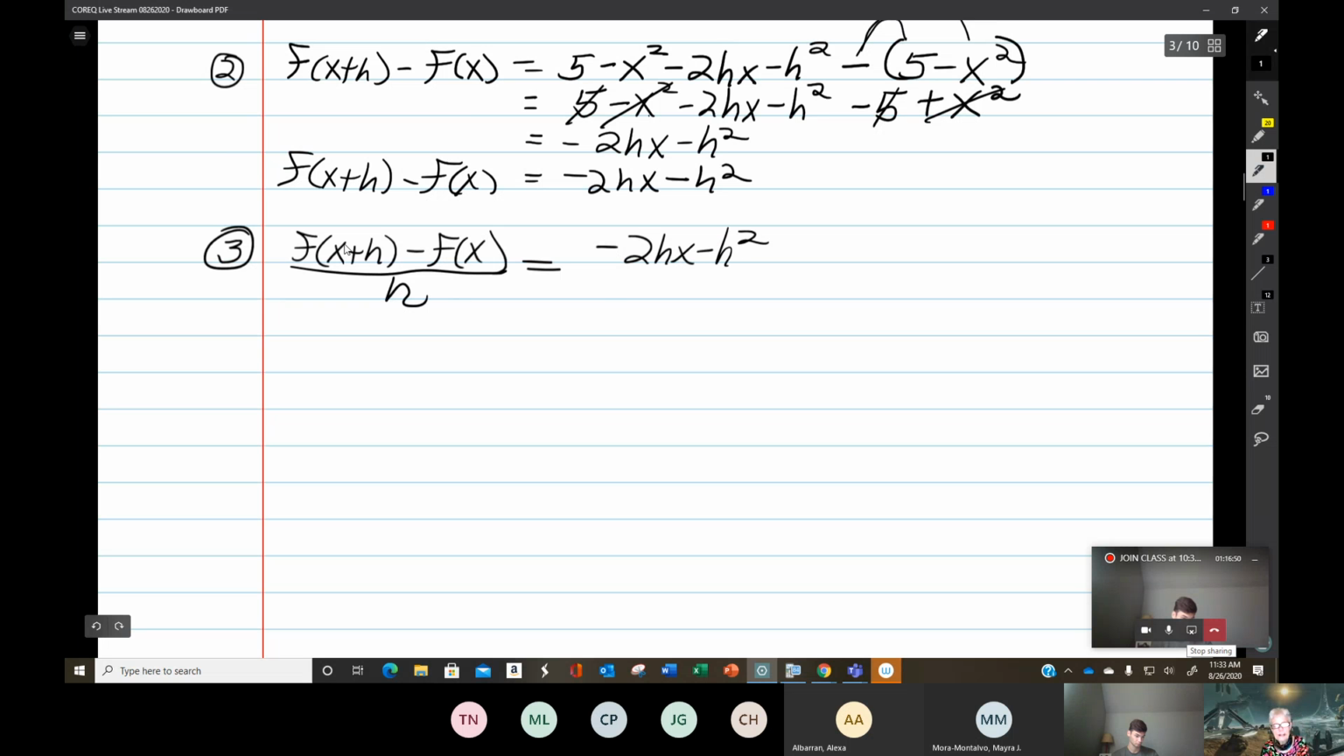That's f of x plus h minus f of x. I put it over h. And then I make that into 2 separate fractions. And I'm able to cancel my h's out and cancel those h's out so that my answer, the formula for the difference quotient, is going to be negative 2x minus h.